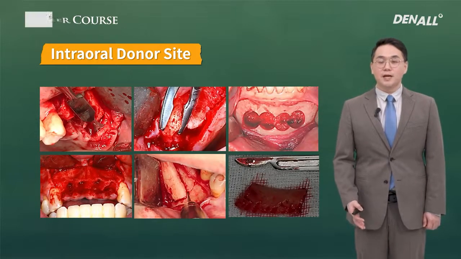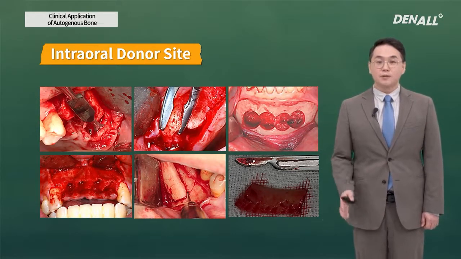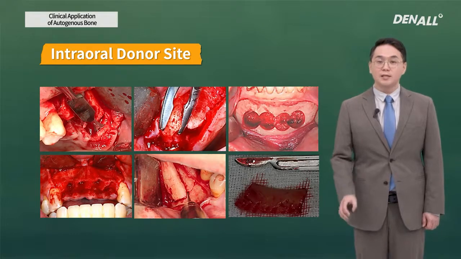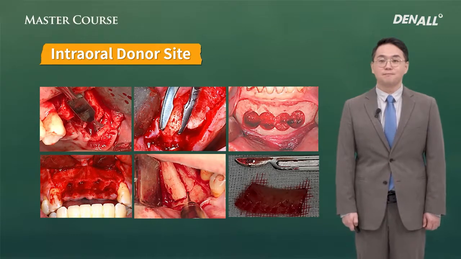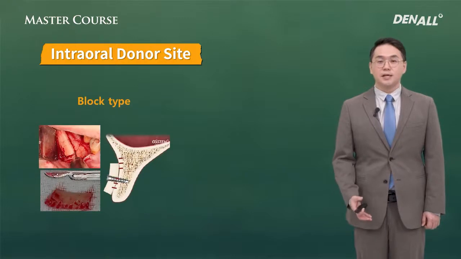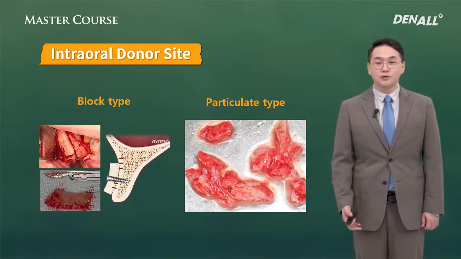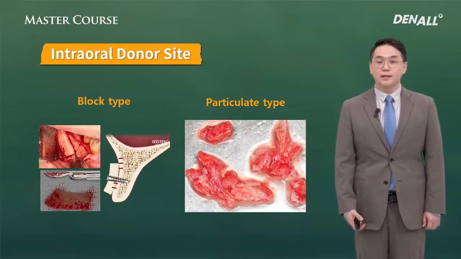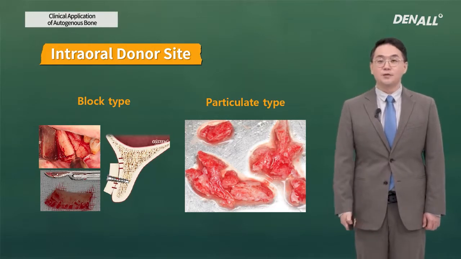Near the implant placement site, if you find bulged bone or an easy-to-access maxillary tuberosity, they can be easily harvested. Depending on how autogenous bone is harvested, we can divide it into the block type and the particulate type. If it is harvested as a block type, it should be fixed with a screw. If it is particulate, you can mix it with other graft material, or it can be used in a layering technique.